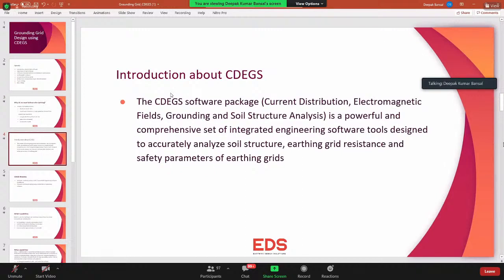So CDEGS, what is CDEGS? CDEGS is basically the Current Distribution, Electromagnetic Fields, Grounding and Soil Structure Analysis software. It is a powerful and comprehensive set of integrated engineering software tools designed to accurately analyze soil structure. This is very important. Then earthing grid resistance and safety parameters of earthing grids.